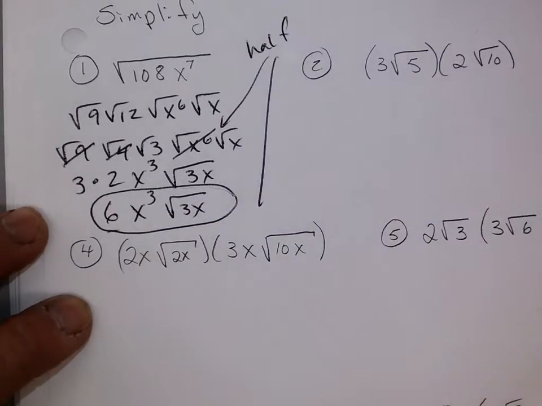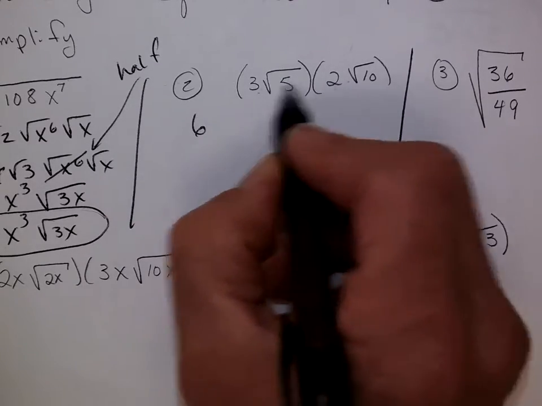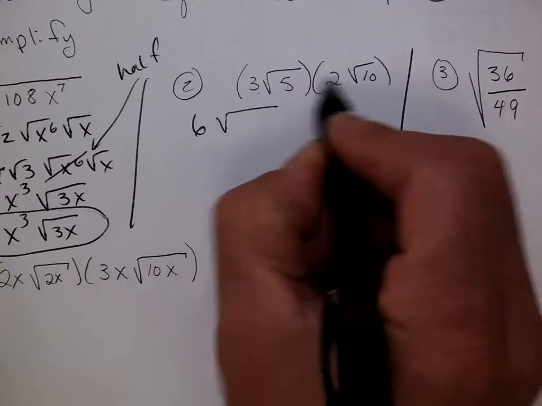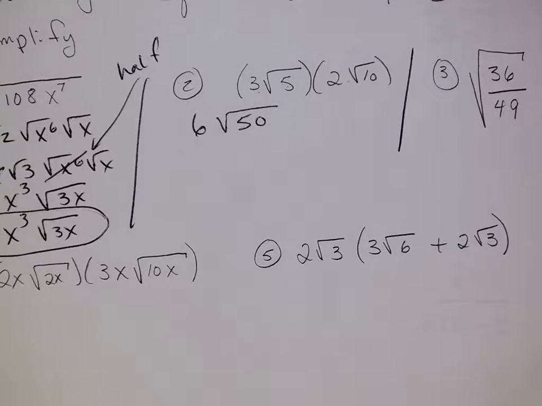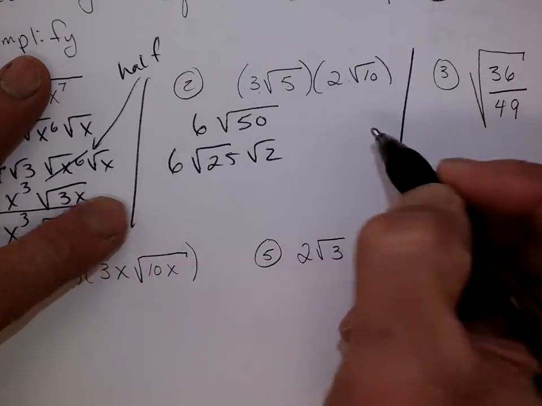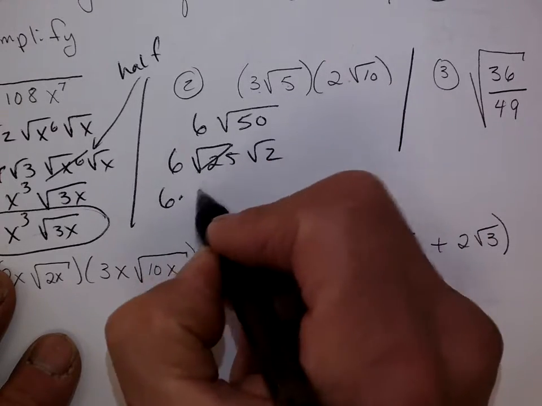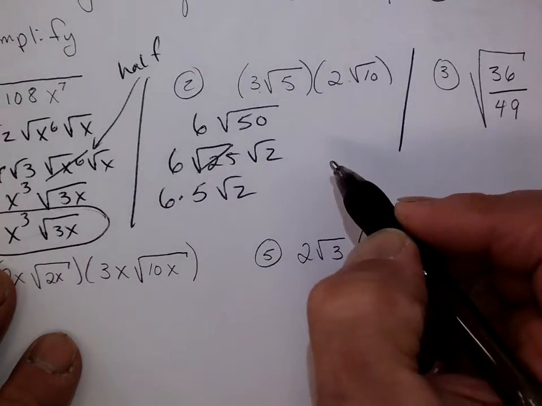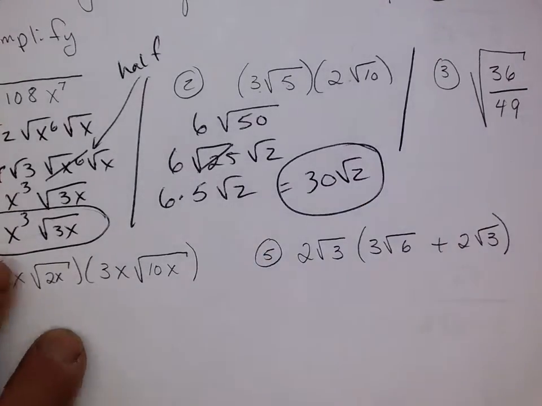Okay, number 2, when you're ready, is much easier, but we can do number 2. Number 2 is just going to be a 6. Multiply the whole numbers, multiply the square root numbers, 50. But I'm not done because 50 can be broken up. 25 and 2. Good job, Josiah. So we're going to go 6 square root of 25 square root of 2. You know the square root of 25 is 5 times square root of 2, which just makes a 30 square root of 2.